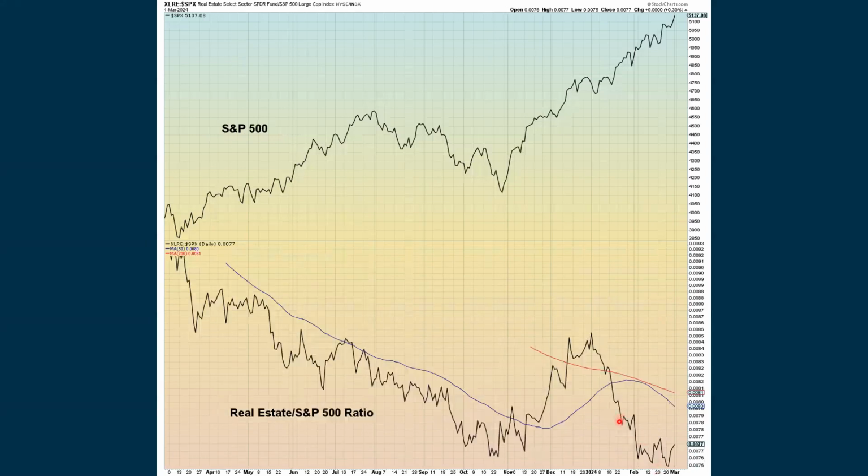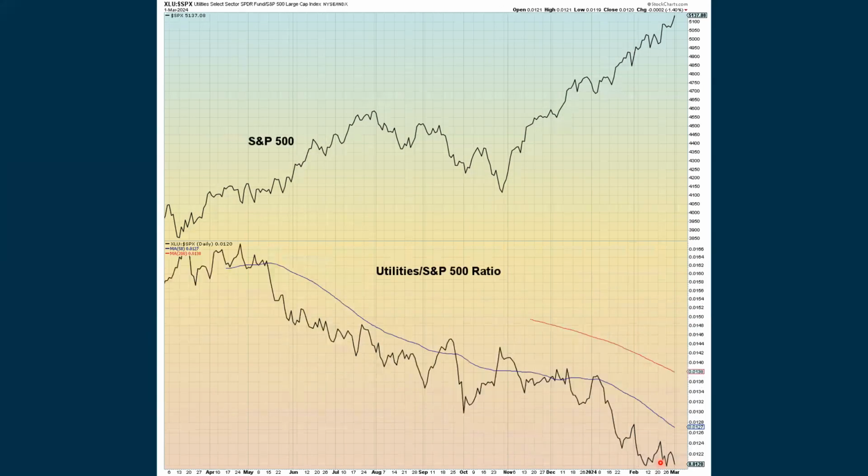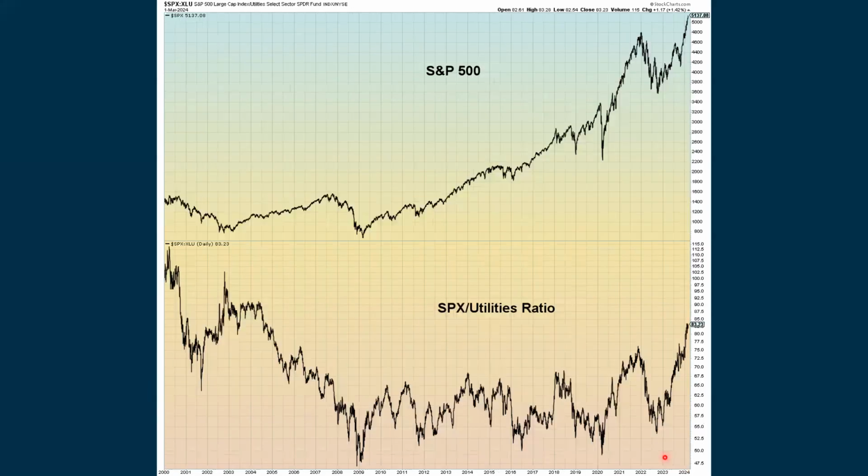Real estate's really underperforming. We saw this nice little bounce when it appeared to have topped out with the 10-year yield in October. Interest rates were coming down. That was good for real estate. Then when interest rates started to go back up, real estate started to go back down. Utilities are still really in a downtrend and underperforming the S&P.